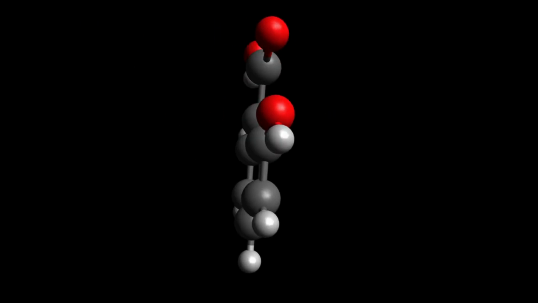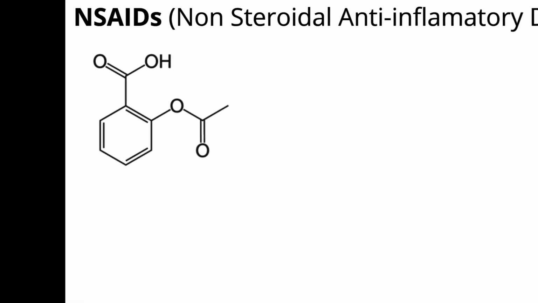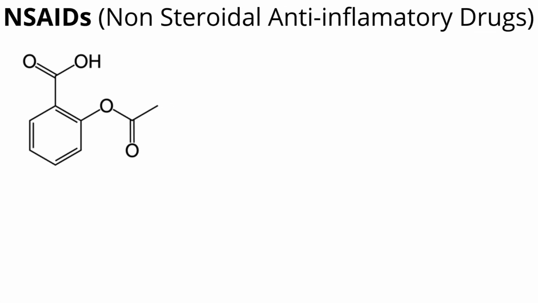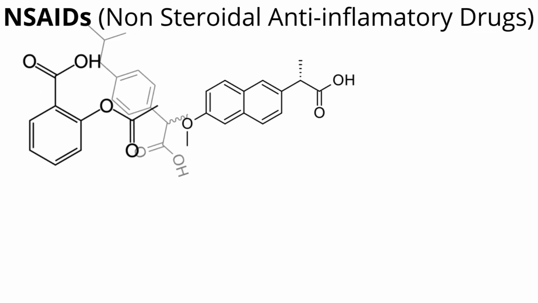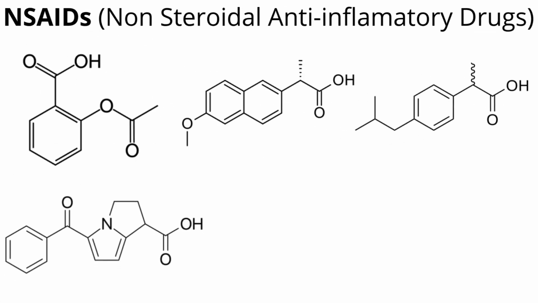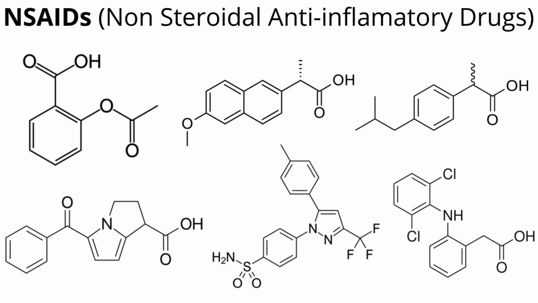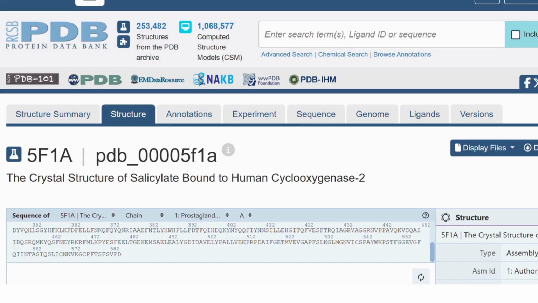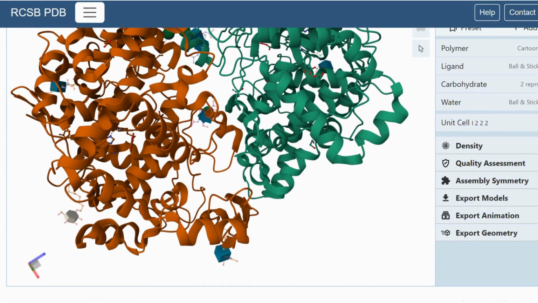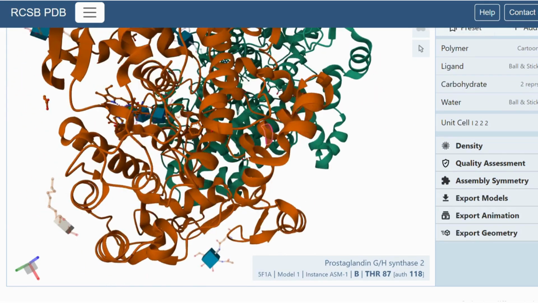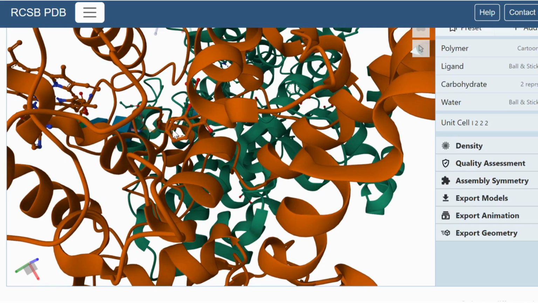It is a metabolite of the more known NSAID, aspirin, or acetylsalicylic acid. Other NSAIDs are naproxen, ibuprofen, ketorolac, celecoxib, or diclofenac. They act by inhibiting cyclooxygenases and thus prostaglandin synthesis. Here you can see salicylic acid bound to COX-2.